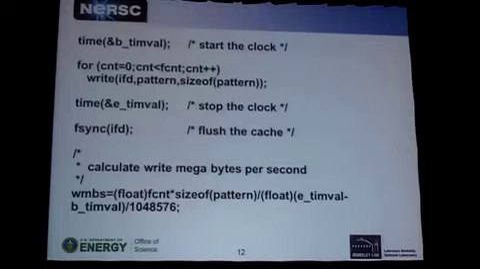So here's the write part of it. We're just going to use time to get the time, loop on a 1K buffer until we write the maximum size. In this case, the default is 10 gigabytes. And then we're going to take an end time, sync it, and calculate megabytes per second. Very simple, very straightforward.